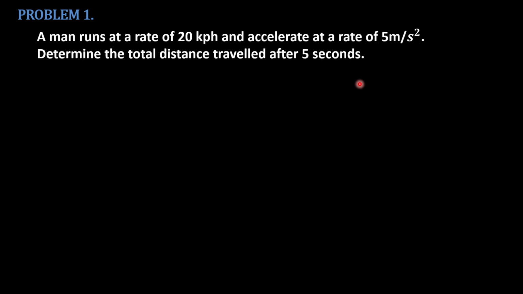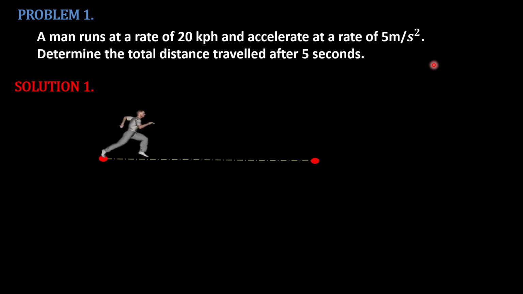Sample problems. Problem 1. A man runs at a rate of 20 km per hour and accelerates at a rate of 5 meter per second squared. Determine the total distance traveled after 5 seconds. So, napakadali ng problem natin. Meron daw tayong man. Tumatakbo siya at a rate of 20 km per hour. So, meron siyang acceleration, 5 meter per second squared. Time, 5 seconds. So, velocity natin is 20 km per hour. So, ang tinahanap is total distance traveled.